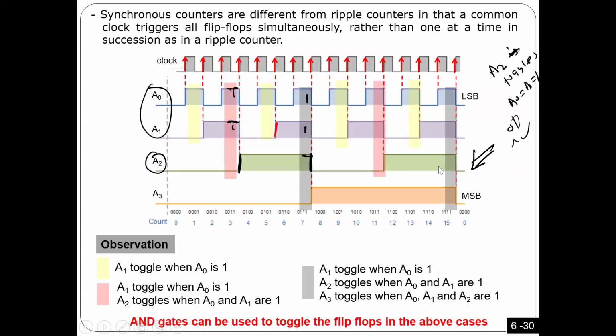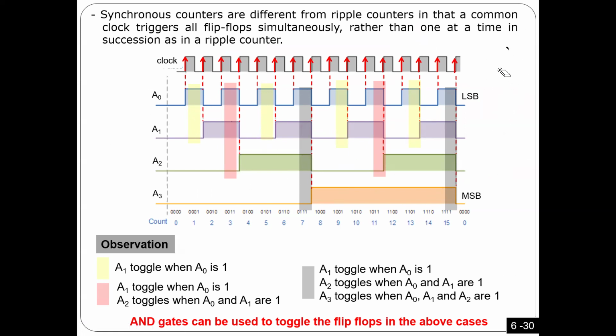Okay? Let's look at the next one. And then after that, I need to get a general rule so that if you want to use one, you can do that. I need a general rule. Okay. So see what happens here. What happens here? This one is gonna toggle when all the 3 previous ones are 1.